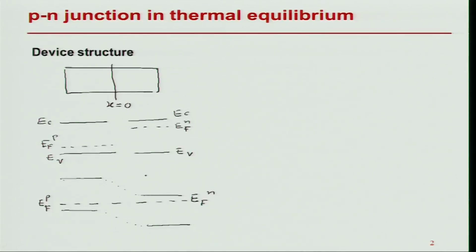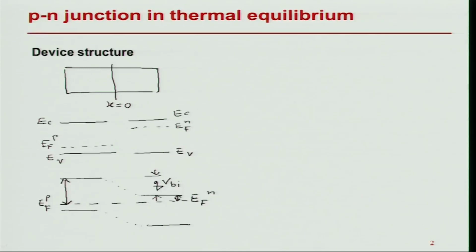What is my built-in potential? My built-in potential is given by this energy difference. So, if the built-in potential is VBI, this energy difference is my built-in potential. Now, how do I get this energy difference? I know this for my p type semiconductor, and I know this information for my n type semiconductor, and qVBI is nothing but this minus this part.